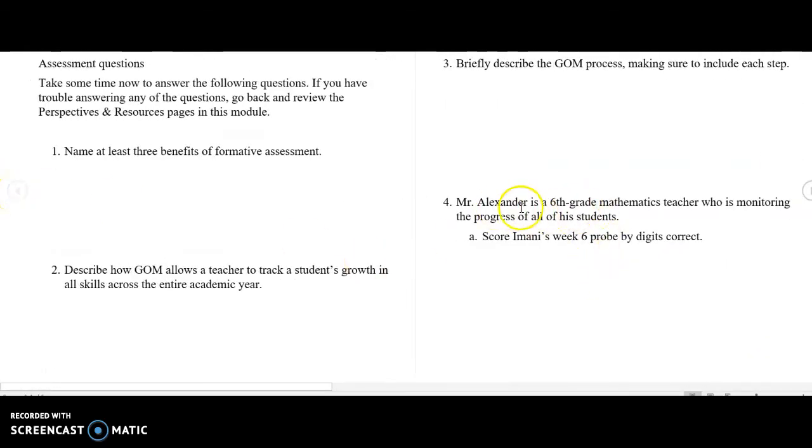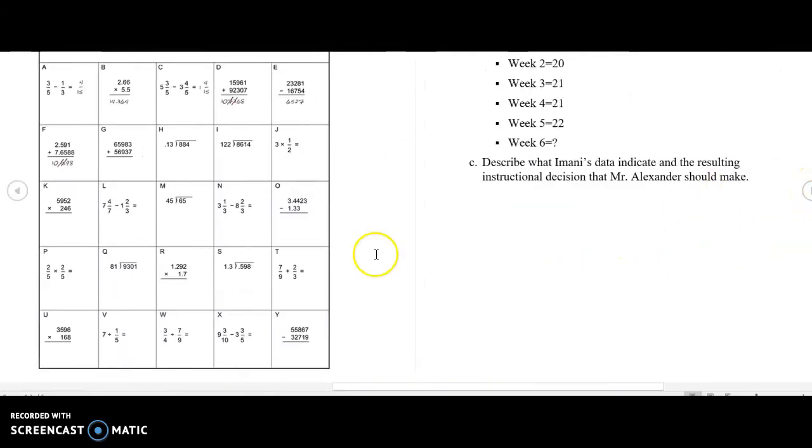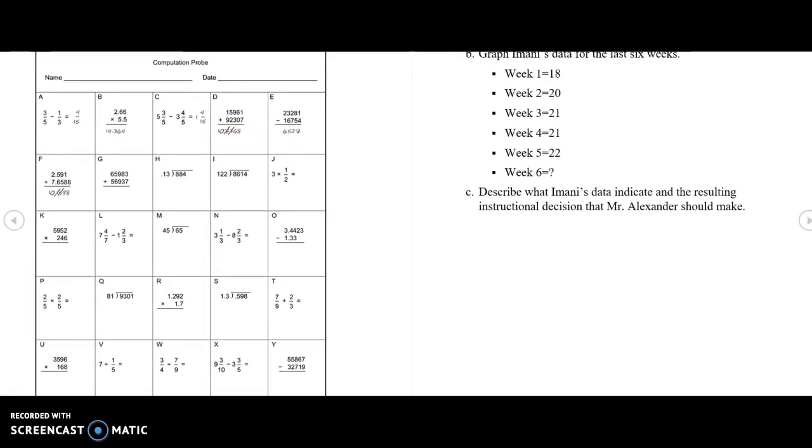Okay, so Mr. Alexander is a 6th grade mathematics teacher who is monitoring the progress of all of his students. Score Imani's week 6 probe by digits correct. All right, so the probe is included. It looks like this. Oh, sorry, that's a little cut off, my bad. There we go. And I'm being very mindful of my time because, of course, I'm almost out of it.